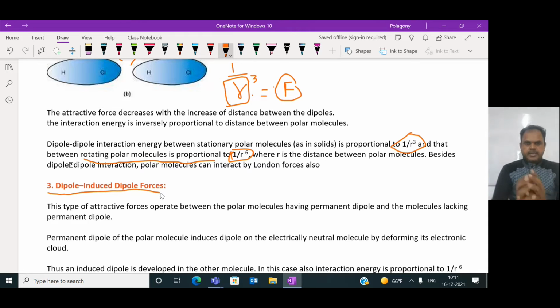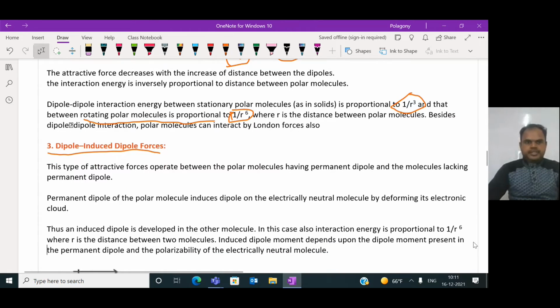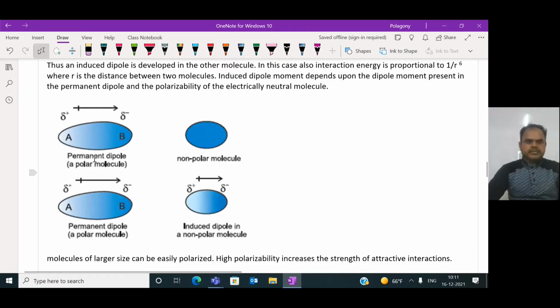Another intermolecular force is the dipole-induced dipole force. The dipole and induced dipole attractive forces we could see between a permanent dipole molecule and a non-polar molecule. A non-polar molecule has a symmetrical electronic system, and the permanent dipole molecule is the polarized molecule. What is the polarized system?